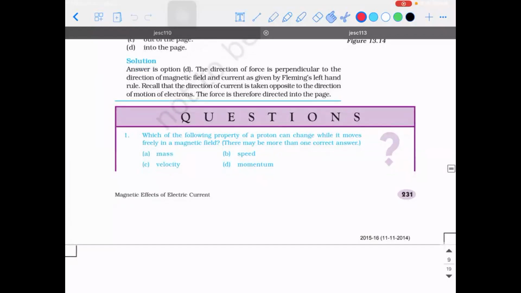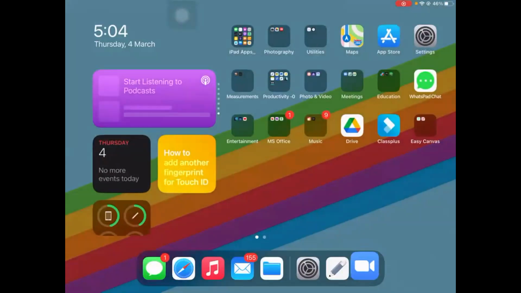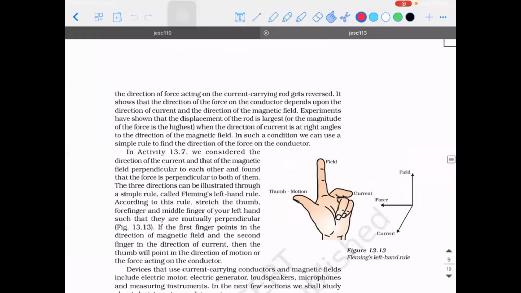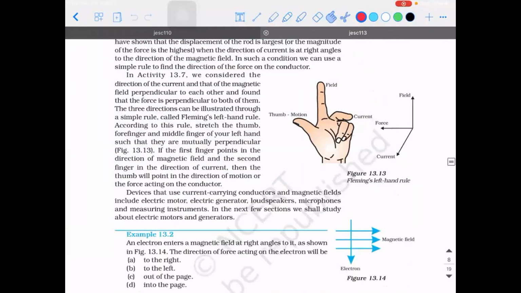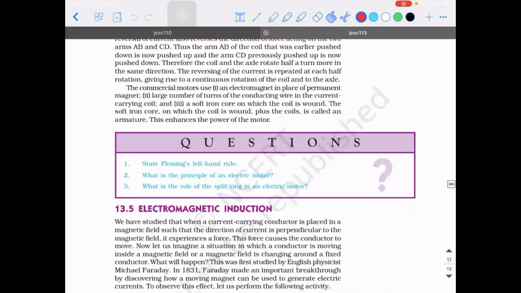So last class we were discussing the concepts from magnetic effects of current. There is one last topic that is left out, that is electromagnetic induction. So after electromagnetic induction, we can start the next chapter, that is light. Before we proceed, can someone tell me what exactly does electromagnetic induction mean?